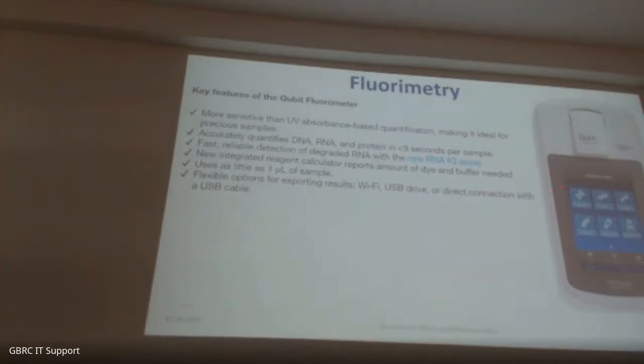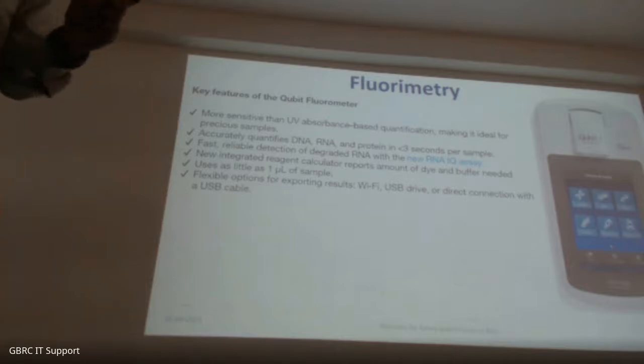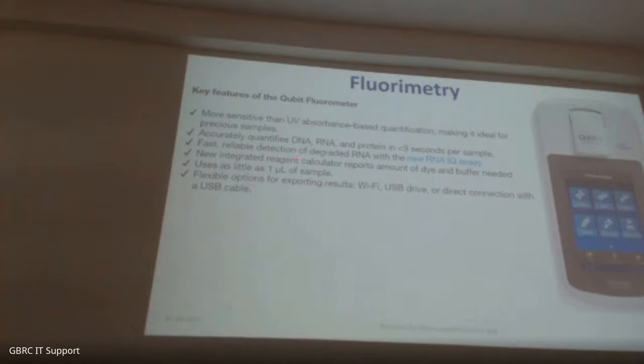Why is it accurate? Because it uses fluorescent probes that specifically bind to the DNA only. For RNA quantification, it will bind to the single stranded RNA only, and that's why it is specific. It is fast and reliable. Within 3 seconds, it will give you the result once you put your sample inside the machine, and as little as 1 microliter of the sample is required for the quantification.